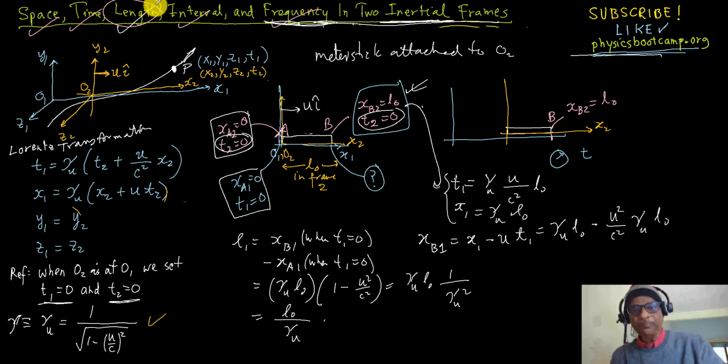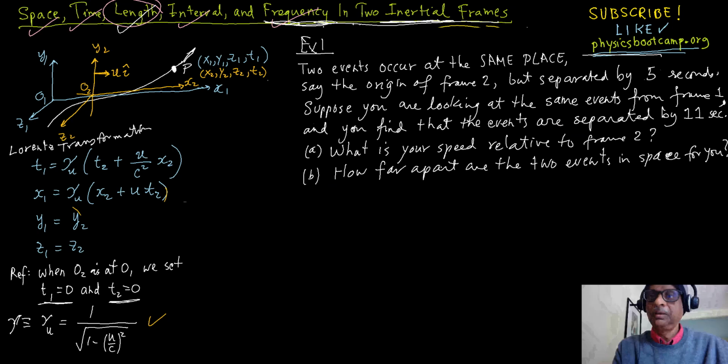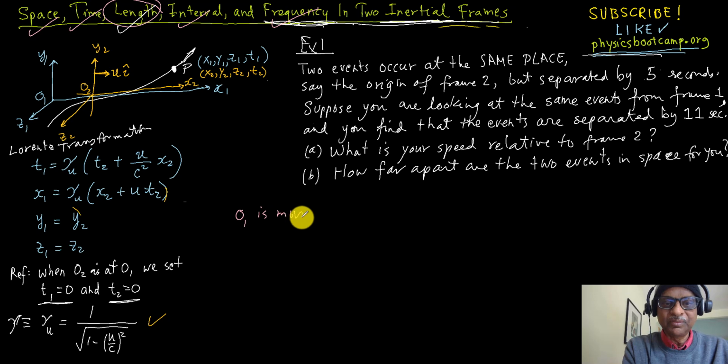Okay, so let me do some problems. I want to take 5 minutes or so to do some problems. Here's a typical problem that uses the formula that we have derived. One of the things to notice is many times you think of this as the moving frame. So here it looks like O1 is moving, O2 is moving. No, how do you say it?